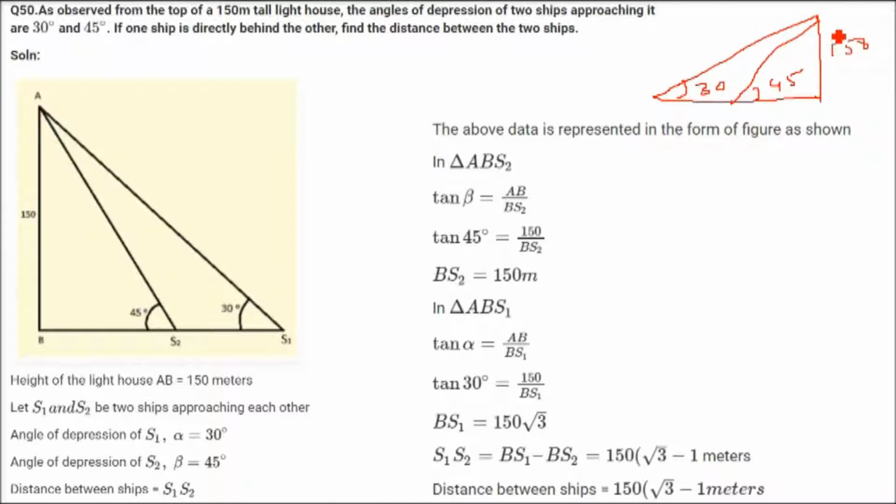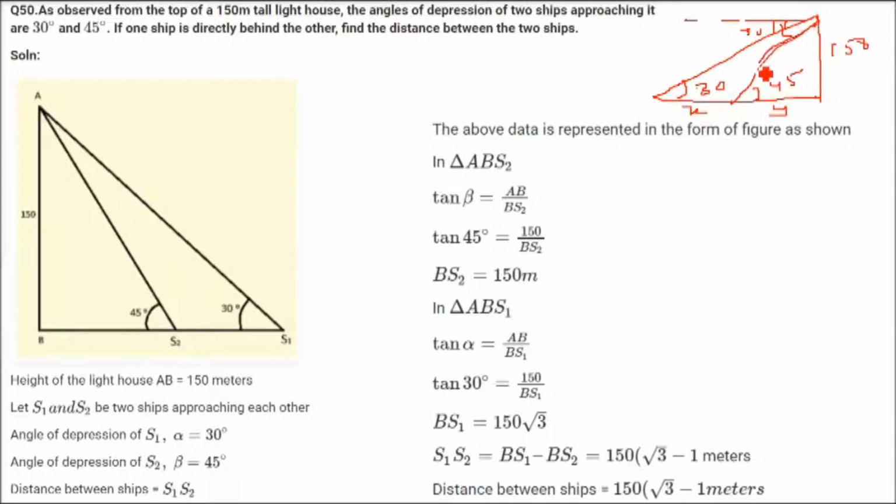Now this is the 150 meter high tall lighthouse. Now this is the angle of depression. This was 30 and this was 45 degrees. Because of the parallel lines, the alternate angles will be the same. This will be 30 and this will be 45. So now the distance between the two ships, this x we have to find. Let us assume this to be y. So ultimately we have to find x.